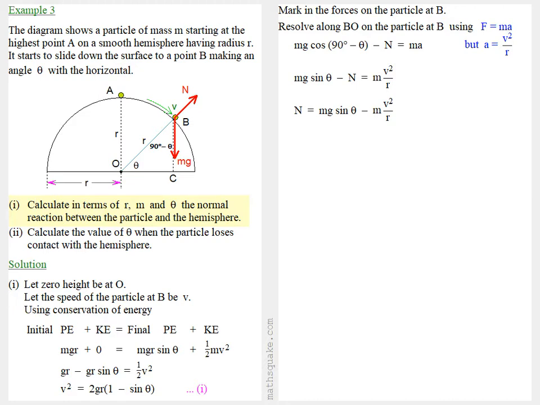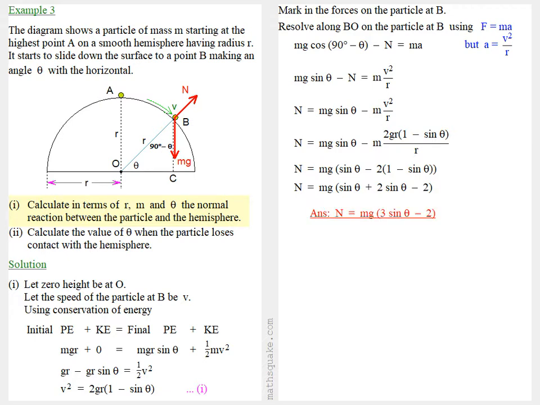But we've shown in equation 1 that v squared is equal to 2gr into 1 minus sin theta. So we have N equals mg sin theta minus m into 2gr into 1 minus sin theta, all over r. And in the fraction we can cancel the r's. So that leaves us with N equals mg into sin theta minus 2 into 1 minus sin theta. So N is equal to mg into sin theta plus 2 sin theta minus 2. So we get our answer, N is equal to mg into 3 sin theta minus 2.